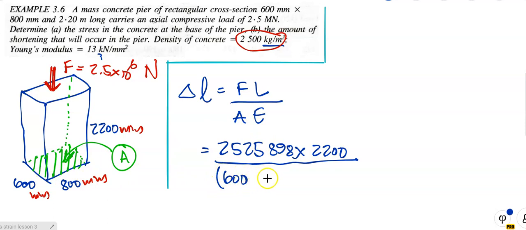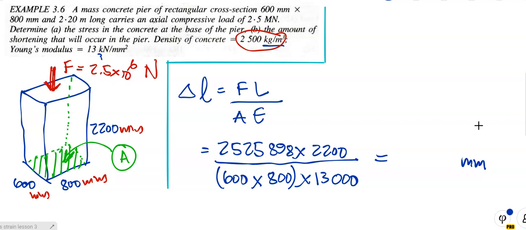Well, you could say it's 48 naught if you were really smart. That's 48 naught. And E, what's E? Yep, E is 13,000 newtons per millimeter squared. If you put in 13, it's going to be wrong. You can get the right numbers, but the decimal will be in the wrong place, and this will be 1,000 times too big. So it's 13,000 newtons per millimeter squared, and the answer must be in millimeters. Do we expect a big number or a small number? We expect a small number because it's a shortening.